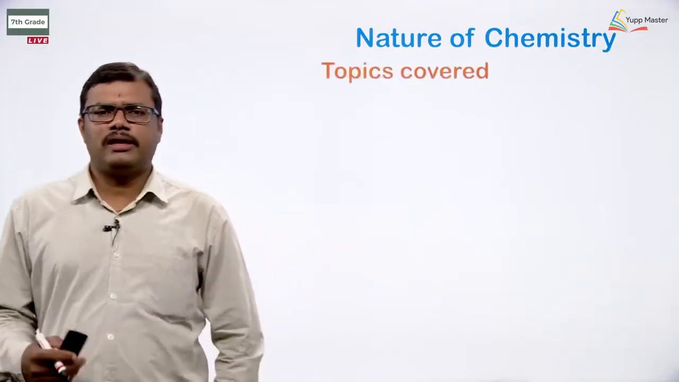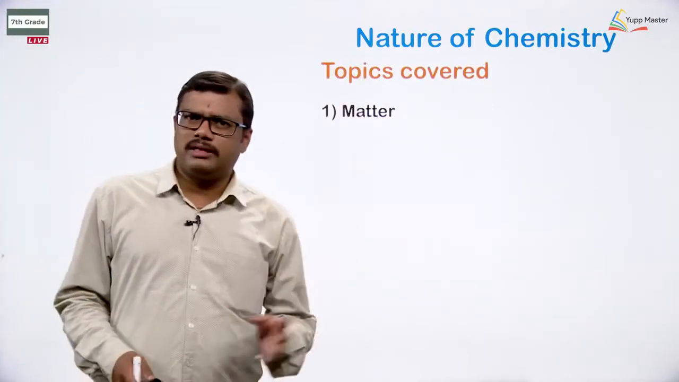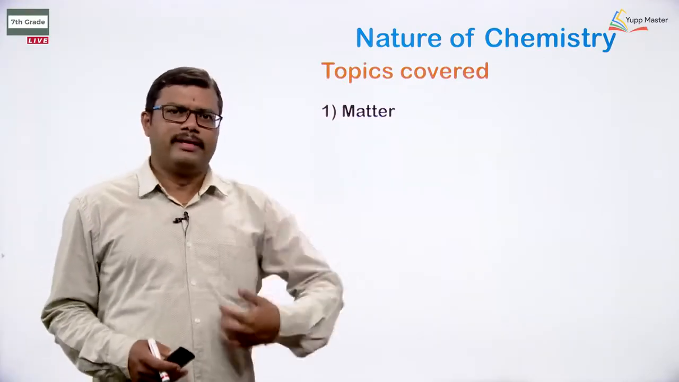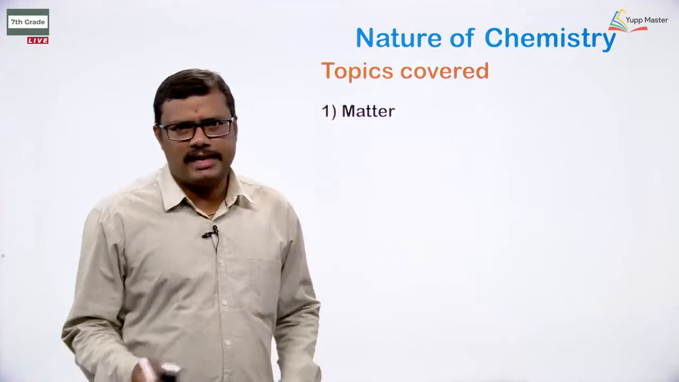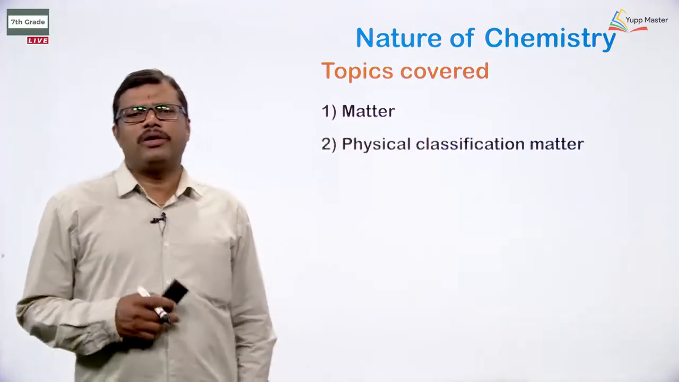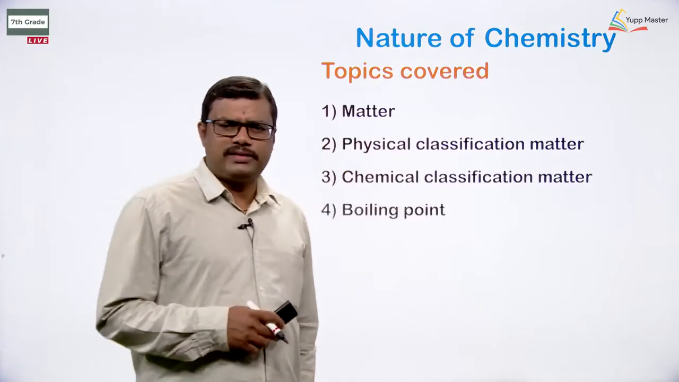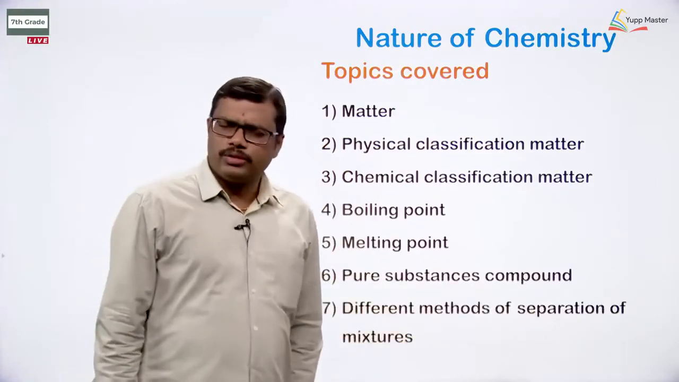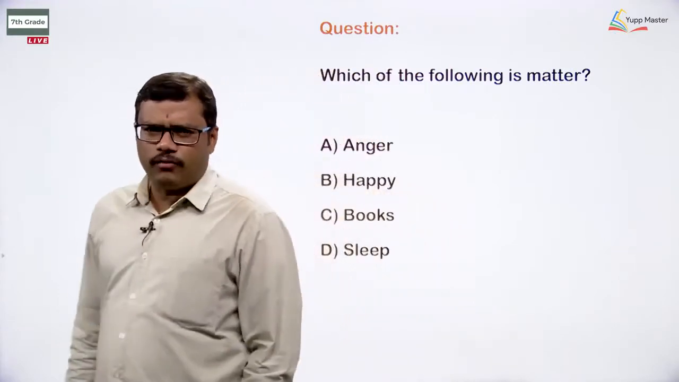So, I am giving you a brief discussion about the topics that we are going to cover in class 6, and then lastly the concepts we are going to discuss in class 7th, and then we start the regular classes from next class onwards. Okay. So, the topics we are going to cover under the nature of chemistry: matter, physical classification, chemical classification, boiling point, melting point, pure substances, all these things will be covered. So, we can expect these kinds of questions in the examination.